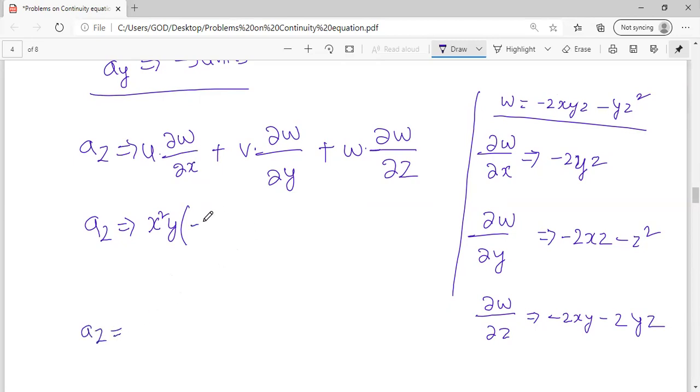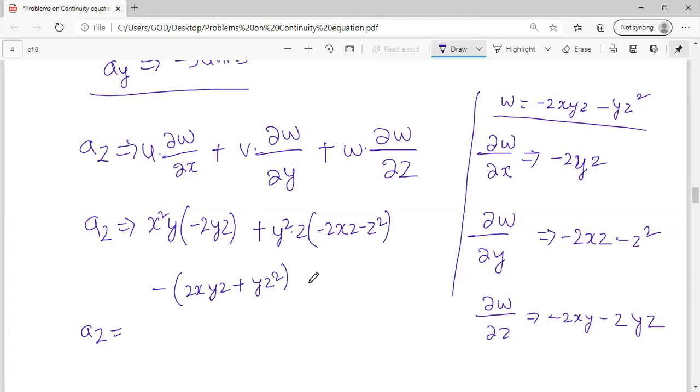∂w/∂x comes out to be 2yz, plus, what is v variable? Already we know this, y² z into minus 2xz minus z². Okay, then minus of, because w is minus of (2xyz plus yz²). Okay, now ∂w/∂z also, if you take, it is minus of (2xy plus 2yz). Simply what I did, I wrote like this.